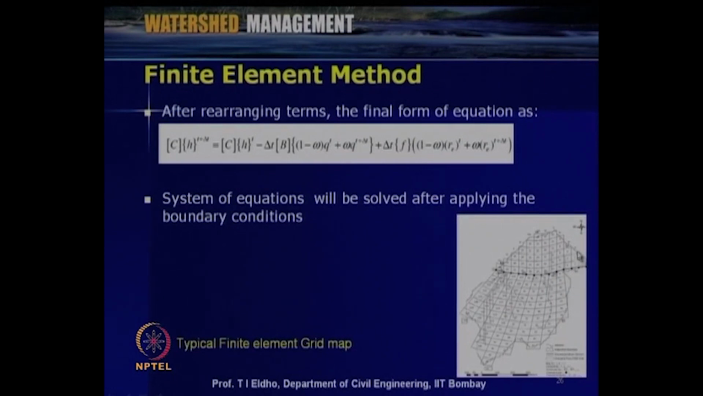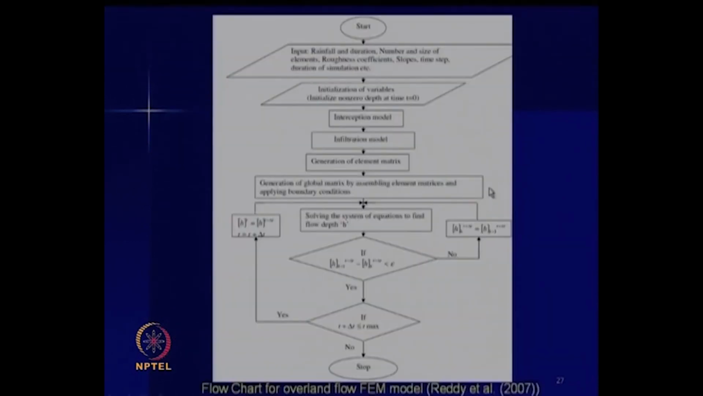For example, if this is a typical watershed, then this is a channel. In one dimensional modeling we consider strips like this. This is the discretization using the finite element method, and this is the channel discretization. That way we can solve this system of equations. These details you can see in some of our publications, Reddy and others published in 2007 in Hydrological Processes, and then Water Resources Management, etc. These formulations are available in the journal publications which you can refer to.